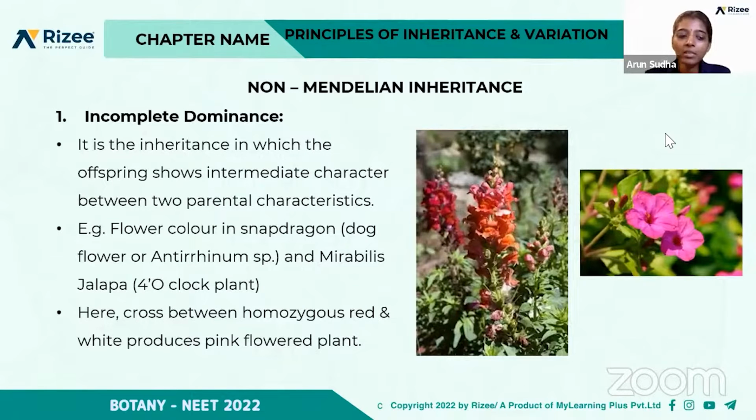Incomplete dominance. So what do you mean by incomplete dominance? We saw the law of dominance, right? So what do we see under the law of dominance? Under the law of dominance, out of the two alleles, one allele will be dominating. In the case of the heterozygous condition, the other one will be recessive. And if the recessive character is to be expressed, it has to be in the homozygous form. That is, both should be the same, right?